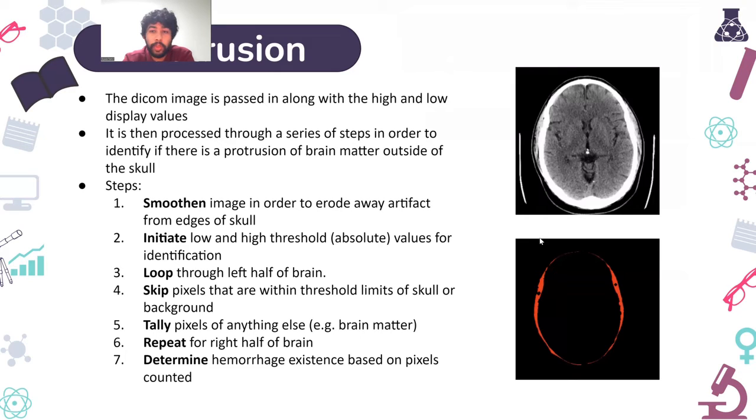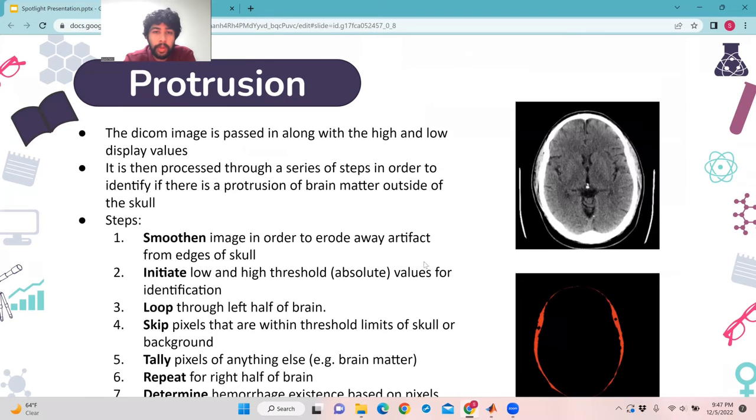Protrusion is another function we use. So in the protrusion function, we detect whether or not there's brain matter outside of the skull. This is important for epidural and subdural hemorrhages. And I'm about to show you the code now.